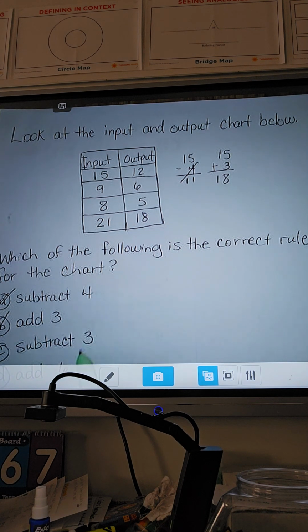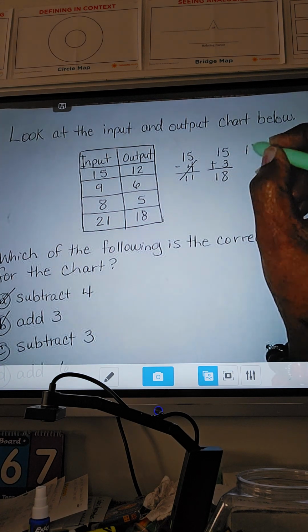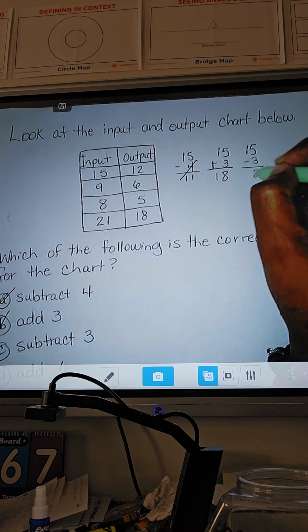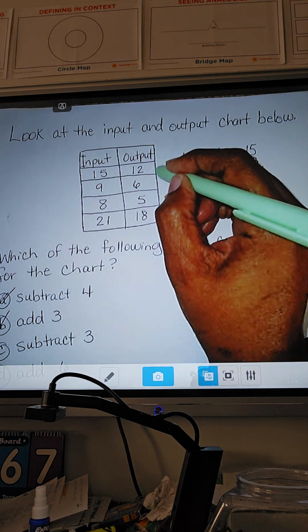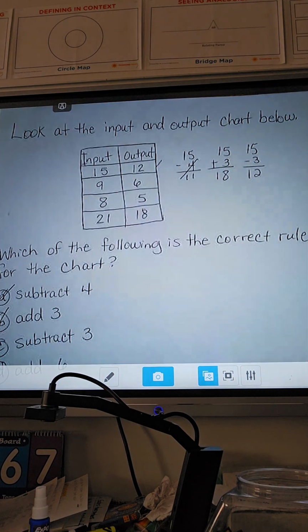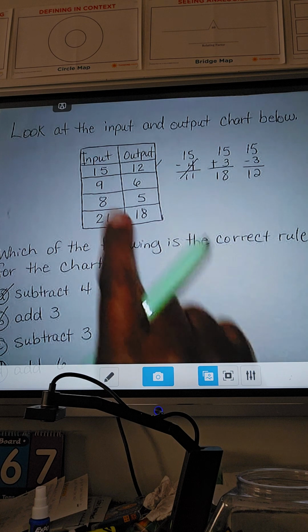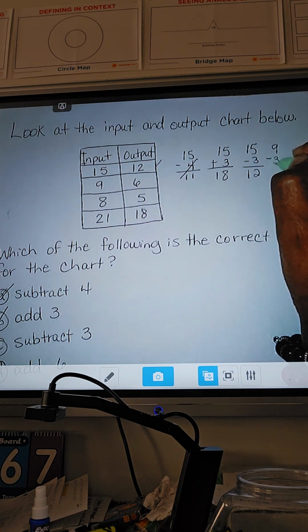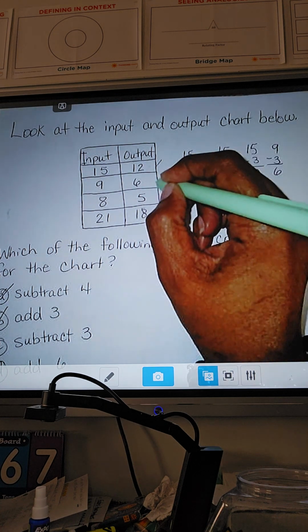What about subtract 3? 15 minus 3 equals 12. Okay, so the first one is correct, but that doesn't mean all the rest are correct. So don't just stop because the first one is correct. You've got to check and make sure all of them follow the rule. 9 minus 3 is 6. All right, that's a check.